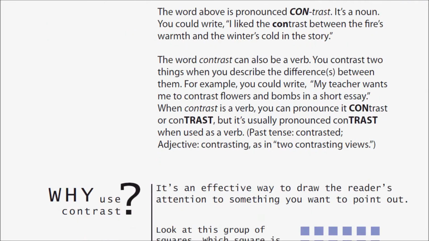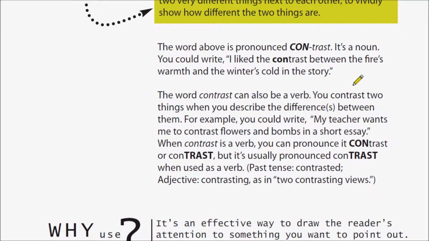But the word contrast can also be a verb. You can contrast two things when you describe the differences between them. For example, you could write, my teacher wants me to contrast flowers and bombs in a short essay. When it's a verb, you usually pronounce it with the accent on the second syllable. You can also say it the other way, but usually it's pronounced with the accent on the second syllable. And then past tense is contrasted. For example, I contrasted two different things in my English paper.